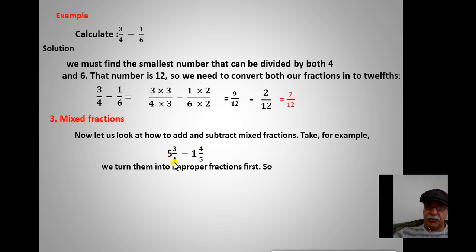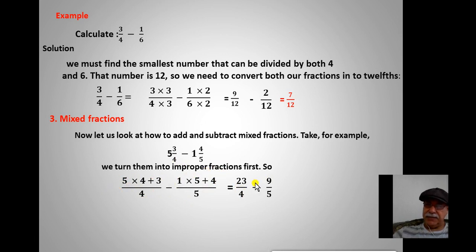I change this fraction to an improper fraction. You see 5 times 4 plus 3. From where is this coming? It comes from 4 times 5... 4 times 5 plus 3, and 1 times 5 plus 4, over 4 and over 5. I simplify normally to get 23 over 4 minus 9 over 5. This process, 1 times 5 plus 4, is 9 over 5.